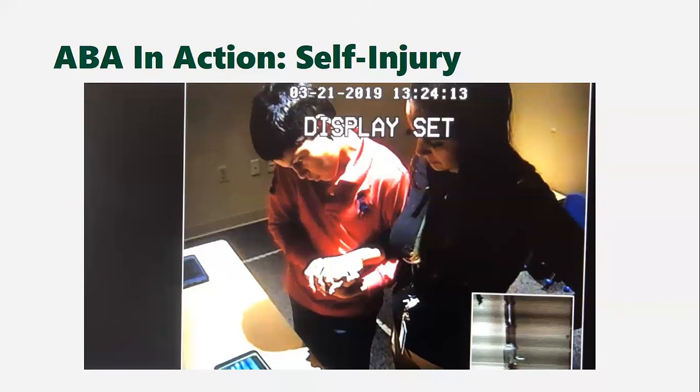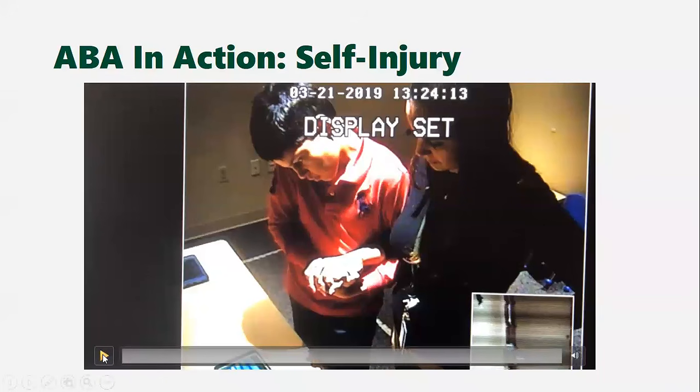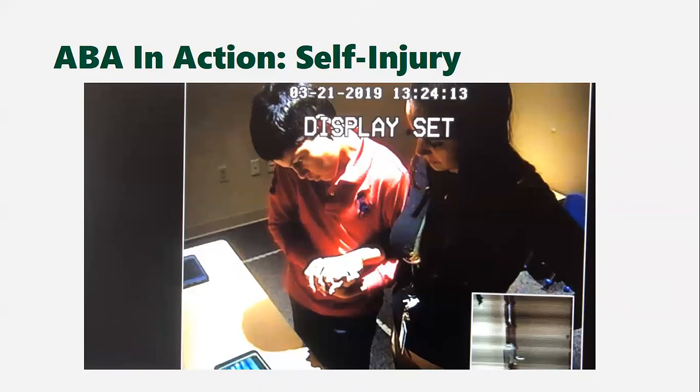So what you'll see here when this happens, a therapist is going to walk in, she's going to present the task to him, and then before he can engage in any self-injurious behavior, Dr. Leon's going to assist him in handing over the green card to get that task to go away. So this is one of his first exposures. He hasn't learned to communicate effectively yet. This is part of how we're teaching him.